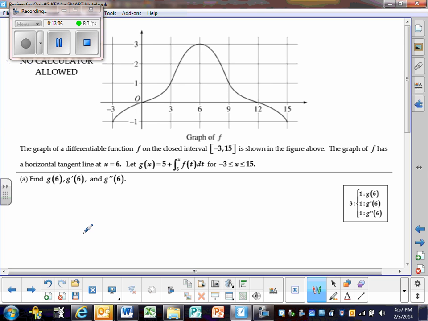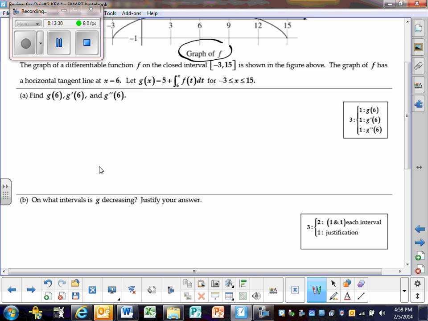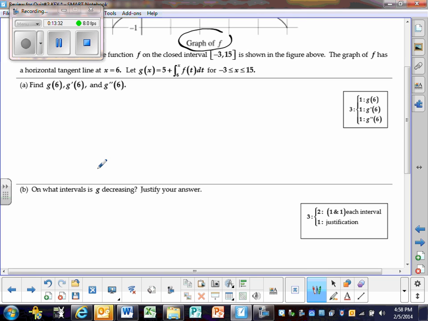Okay, a graph of a differentiable function on the closed interval is given as f. It gives us information about f, that it has a horizontal tangent at x equals 6. So basically they're telling us that f prime of 6 is 0. Okay, remember on here that the graph is of f, not of g. So we're going to skip down and look at what we're asking for here.